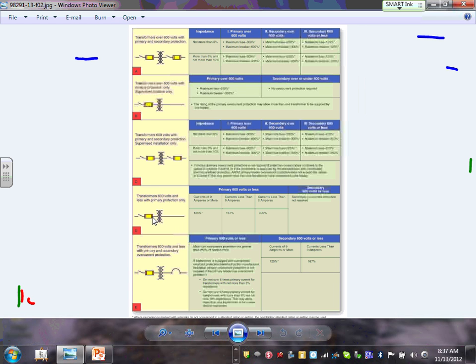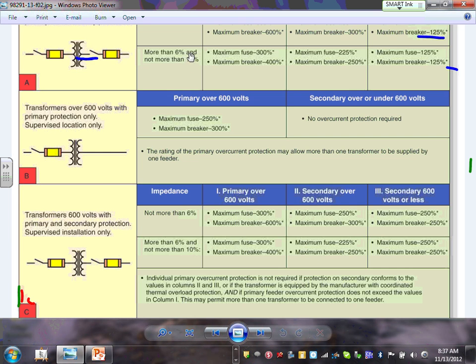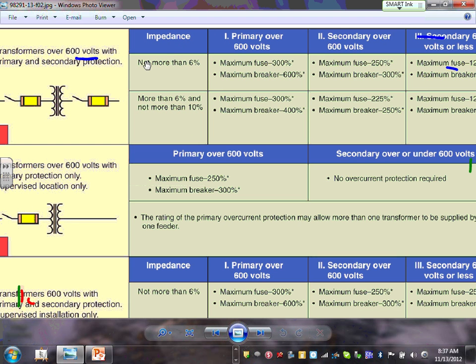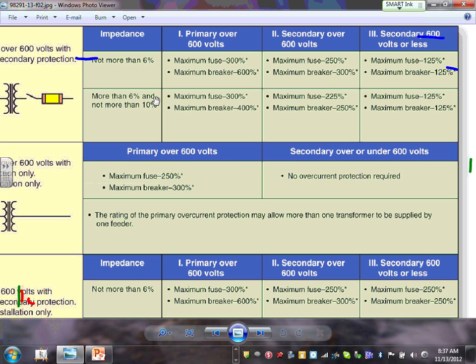So I trust that you guys know how to use it based on the impedance, and we did a couple of questions about it. And guess what? We will be doing it too. So if you want to size the fuse on the primary side, let's just say the secondary over 600 volt, here's your multiplier, 300 for fuses. Let's say the secondary less than 600 volt, your multiplier for the fuse is 125 and the circuit breaker 125.